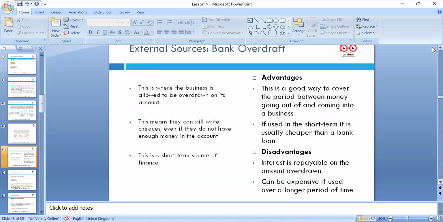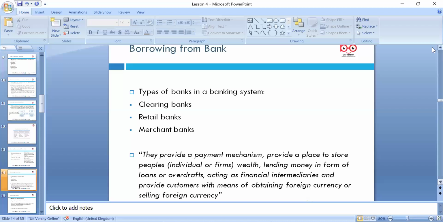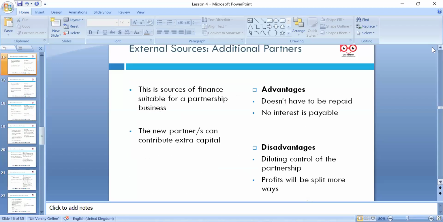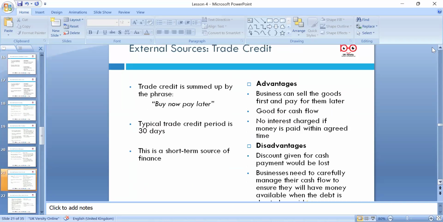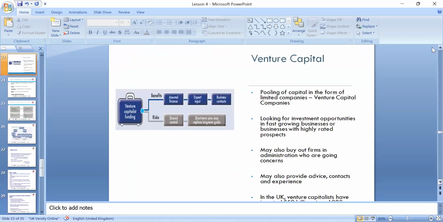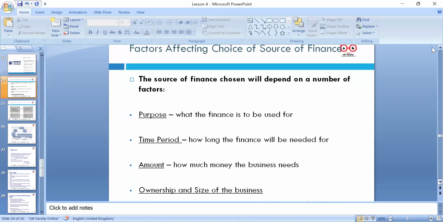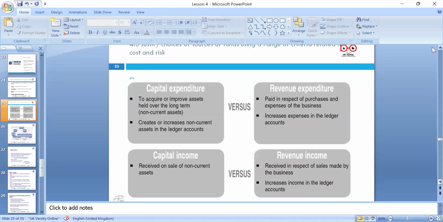Then we discussed the advantages and disadvantages of each source of finance, which I just mentioned: leasing, hire purchase, mortgage, trade creditors, government grants, venture capital, angel capital. Always think about the purpose, the time, and the amount. That's quite crucial. For capital and revenue expenses, we can categorize whether you are buying an asset, or using the money for revenue, like cleaning or renovating your house. These are capital income and revenue income.